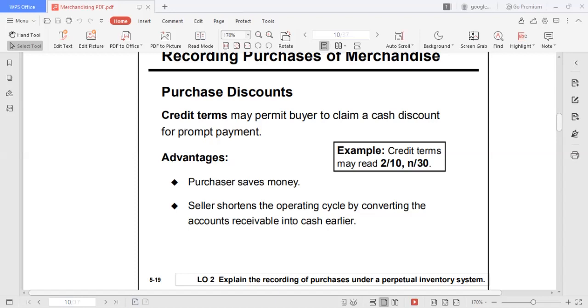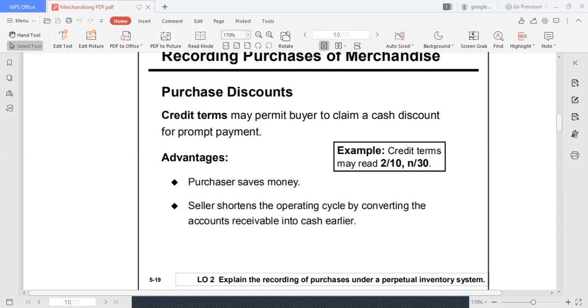early payment. Ang cash discount is categorized into two. It can be sales discount and purchase discount. Depende kung kaninong point of view ang pinag-uusapan. Kung yan ay point of view ng buyer, purchase discount ang tawag sa kanya. Kung yan ay point of view ng seller, sales discount ang tawag sa kanya.